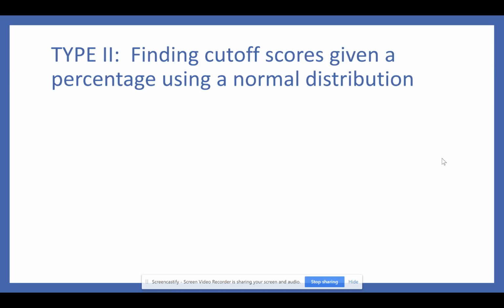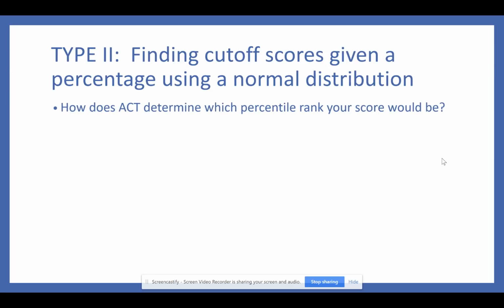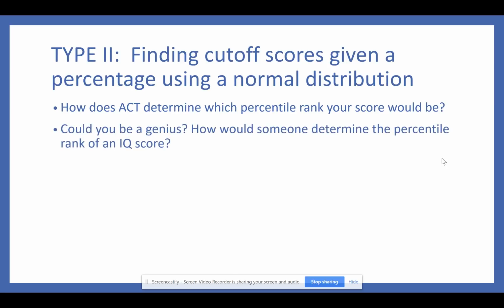The type 2 questions, we're finding the cutoff scores given a percentage using a normal distribution. Again, here you're kind of thinking about, how does the ACT determine your percentile rank? If you score 25 on the ACT, how do they know that you're in the 85th percentile? Could you be a genius? How would you determine the percentile rank of an IQ score? And that's kind of what this particular question is doing. It's coming up with those percentile ranks that you see on score reports and things.